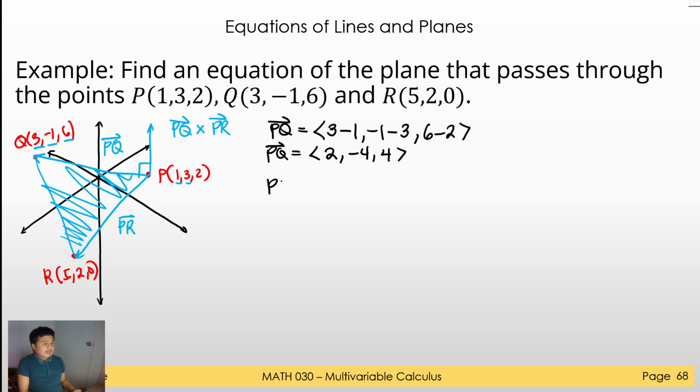For the vector PR, we have 5 minus 1, 2 minus 3, and then 0 minus 2.